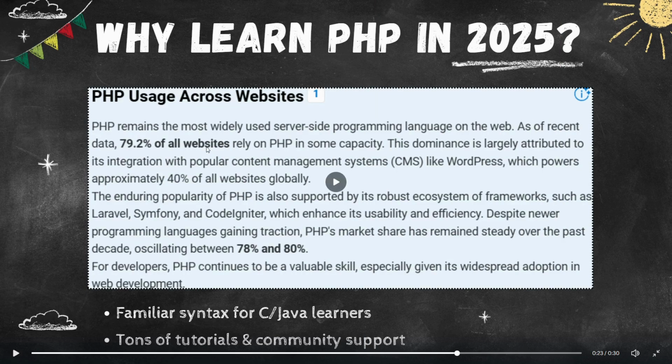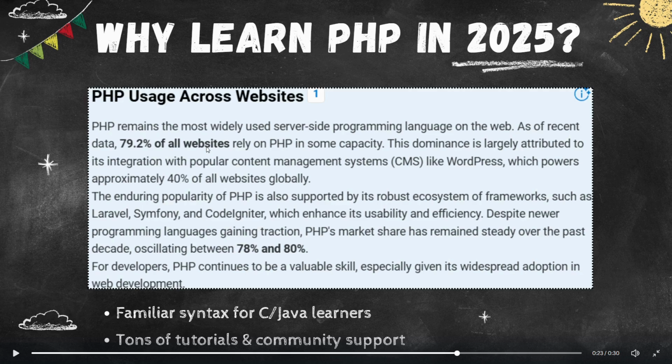So why is PHP popular in 2025, guys? Still in 2025, after 31 years, it's still popular. Why? Because I have taken a screenshot from Google. You are able to see the number 79.2, meaning that much of all websites rely on PHP in some capacity. The number may vary, it can be 71, 72, but 70 to 80% of websites nowadays still rely on PHP, like they use PHP somewhere.